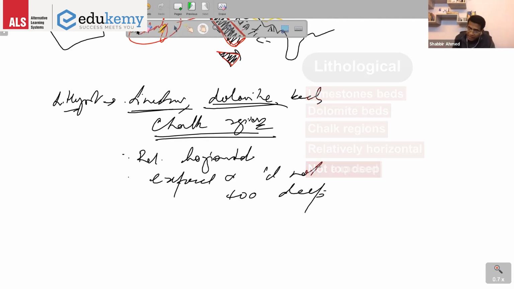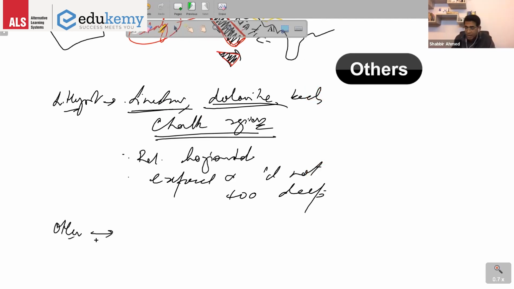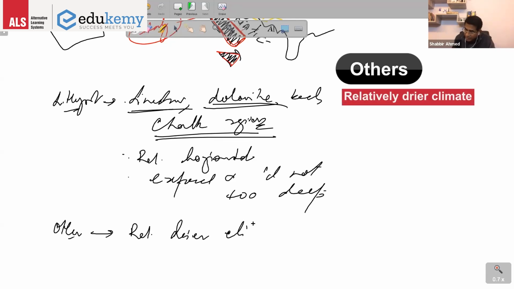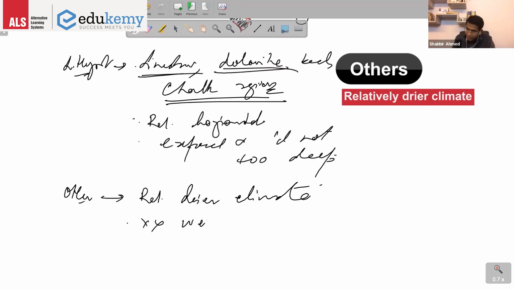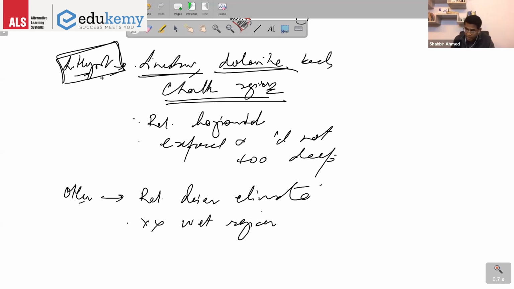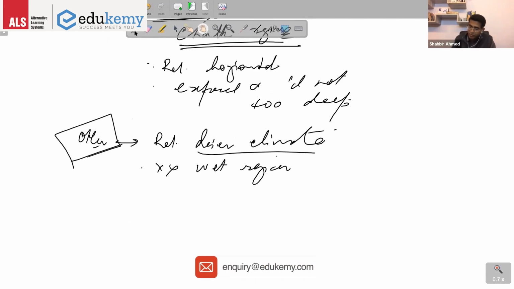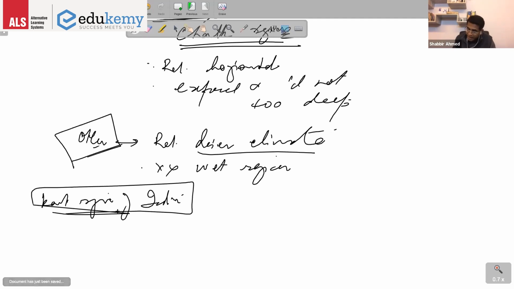And among other factors, these types of limestone beds should be in areas of relatively drier climate. It should not be wet regions. In wet regions limestone will dissolve. So we have lithological factors that control the distribution, and the other factor is dryness. And you can have a small discussion on karst regions of India. Where in India?